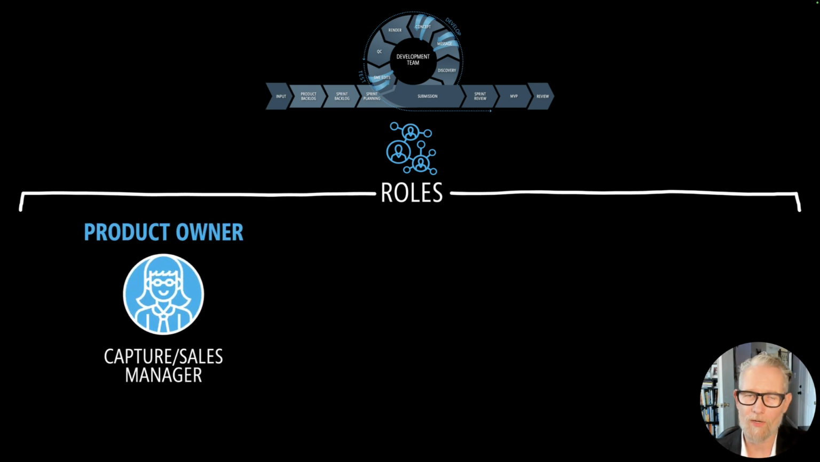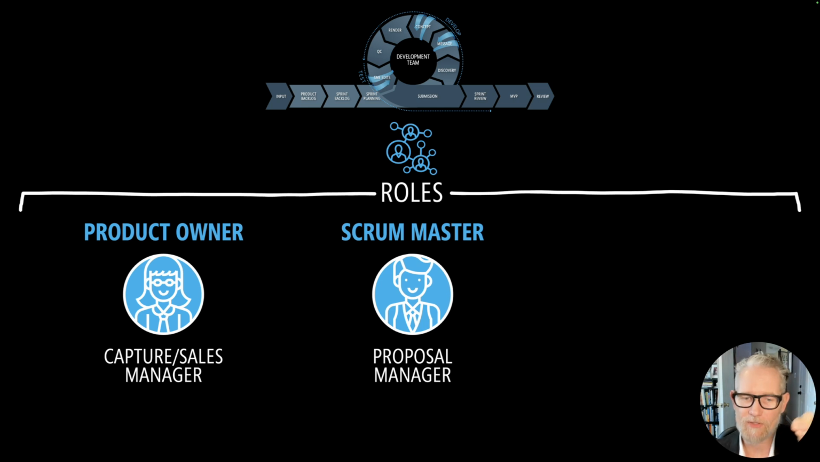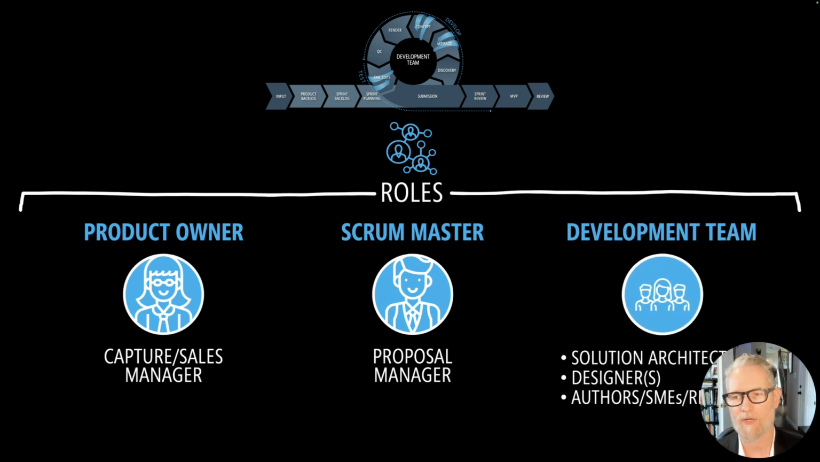To begin with, though, we want to show the mirrored roles in proposal development, because Scrum is usually applied to software development and things of that nature, but we're applying it to the world of bids, proposals, and tender responses. So in the world of bids and proposals, a product owner is now a capture or sales manager. A Scrum Master is now a proposal manager, and a development team are now solution architects, designers, authors, subject matter experts, and reviewers.